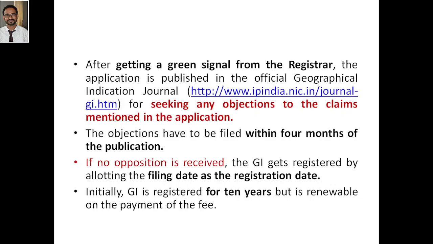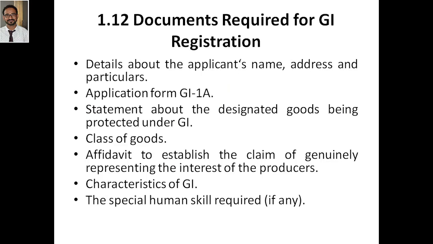So initially a GI is registered for 10 years, but is renewable on payment of the fee. Every year there will be a renewal fee that has to be paid, so that it will be continued. The first time it will be 10 years. The next topic is documents required for GI registration, which we will discuss in the next class.